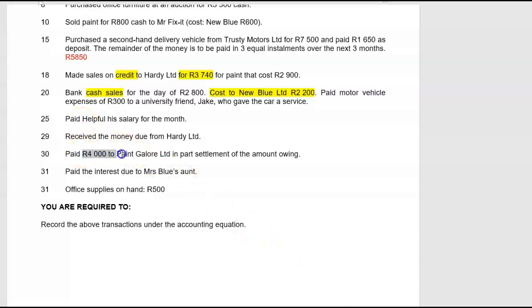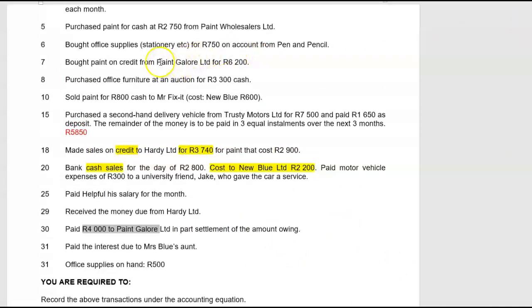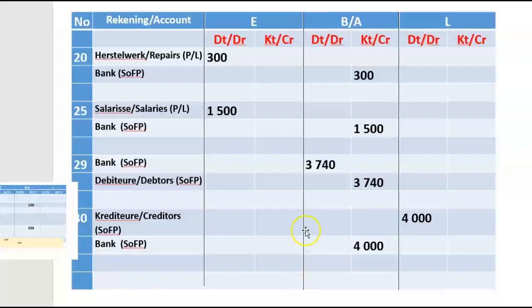Paid 4,000 Rand to Pine Color in part settlement of the amount owing to them. Remember, we bought paint from Pine Color for 6,200 Rand on credit. So now we're going to pay them 4,000 Rand, not the full amount, only part of the amount. So creditors is going to reduce, so therefore it's a debit against liabilities of 4,000 Rand. And bank, an asset account, is also going to decrease with 4,000 Rand for the amount that we've paid.